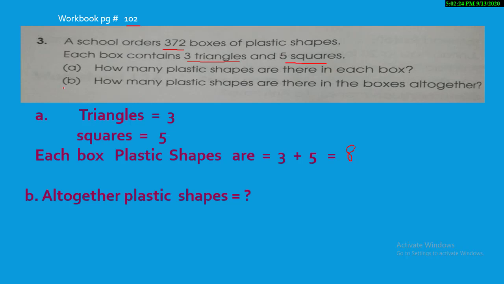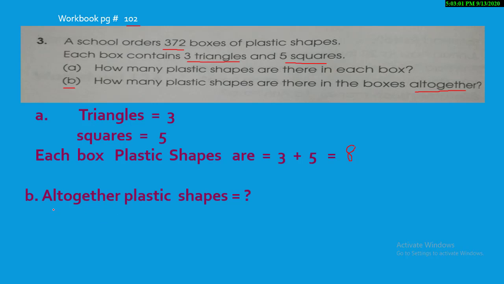For the second part B, how many plastic shapes are there in the boxes altogether? Okay, now they just want to know how many total shapes there are in the boxes. They give you the quantity of the boxes, and then you find out the value of each box. So now our part is very easy. How many plastic shapes are there in the boxes altogether? Altogether is the word which shows us addition. An addition sign is used in the form of multiplication as well. So we got the clue.